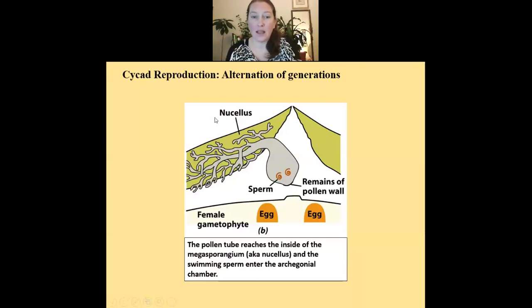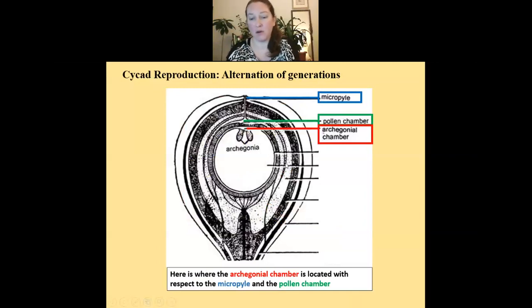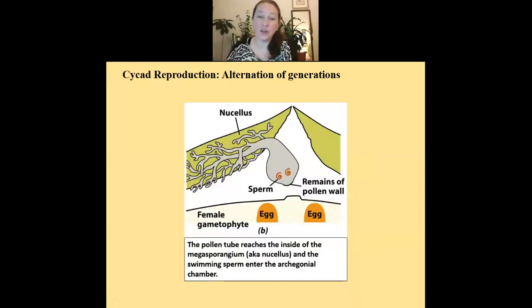So here, the pollen tube cell was in the pollen chamber out here. It grew a pollen tube to enter the Megasporangium, went through. Inside that Megasporangium is the female gametophyte plant.